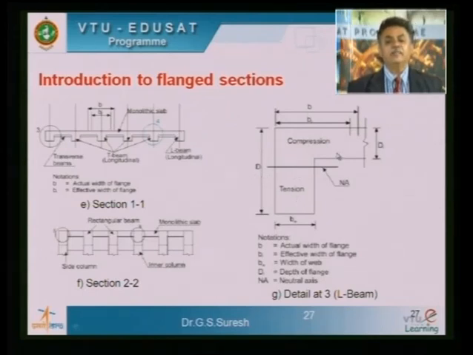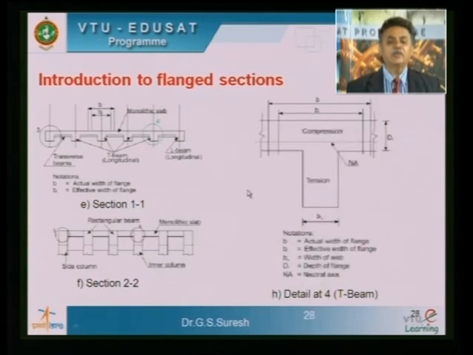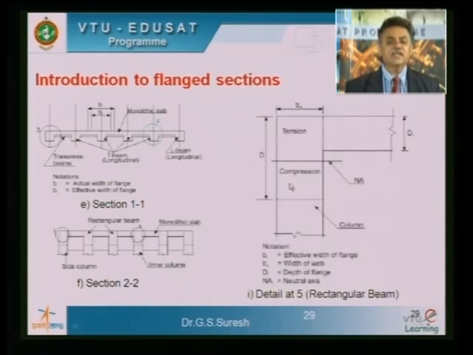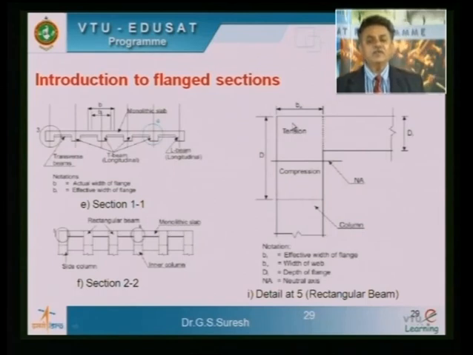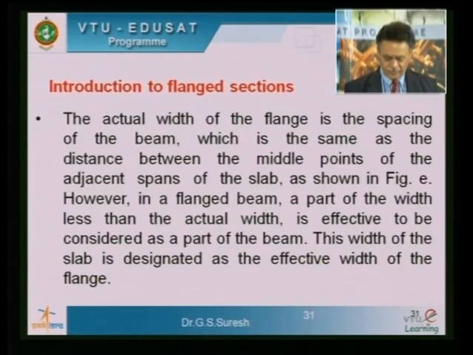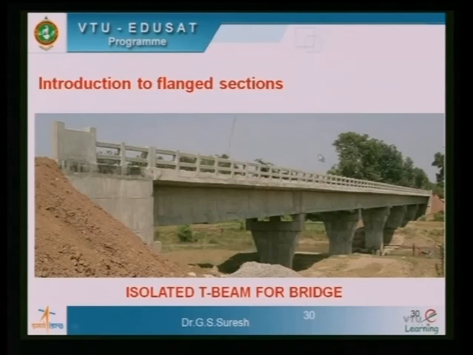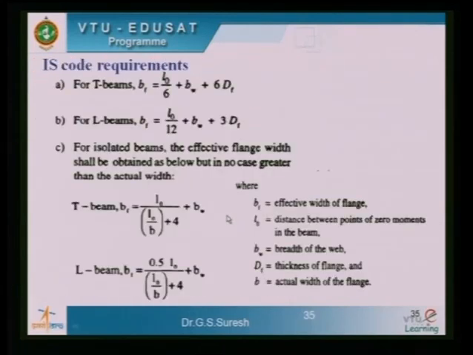So I have shown here two cases. One is the L beam, which is having compression at the top and tension at the bottom. This is a T beam, compression at the top and tension at the bottom. This is a rectangular beam at the support. So we have to understand, in a beam slab construction, at the mid span it is a T beam, and at the support it is a rectangular beam. So with this, I will now go to the summary of today's work. Before that, you can see a flanged section. I will explain you in the next class about this. This is a bridge wherein the beam is there and the T beam action takes place. How it happens, I will show you all this in my next class.